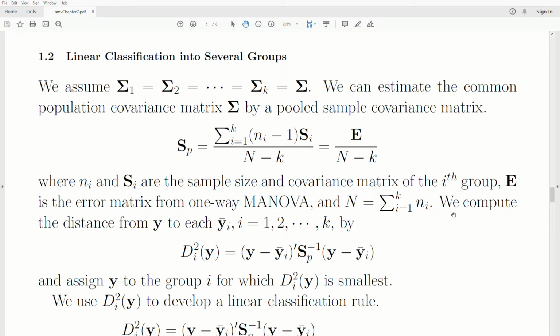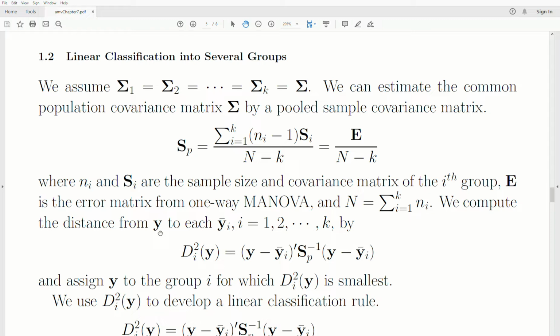Now the setting is we have data, and the data consists of n vectors, and then associated with each of those vectors is a group. So it's a known group and a known vector. And from that, we want to classify the next observation. We don't know its group, but we know the p variables associated with that observation vector. And what group do we assign it to?